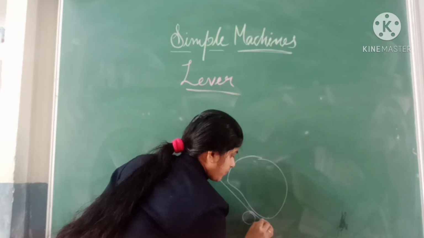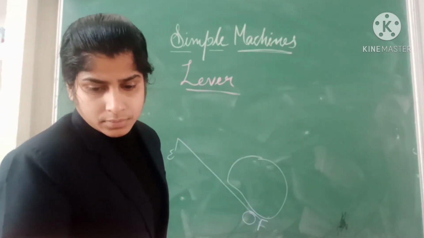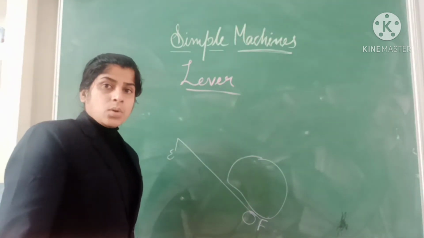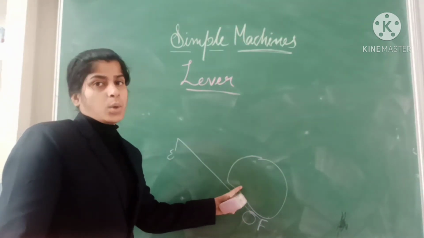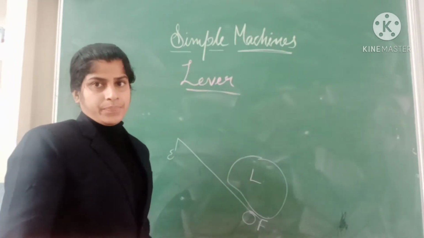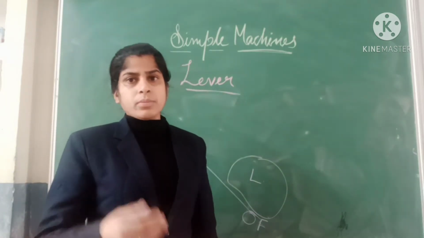That is fulcrum. And which one is the load? Yes, this is the load. Okay. This stone is the load. Clear? In case of your spoon, the spoon is also a machine.